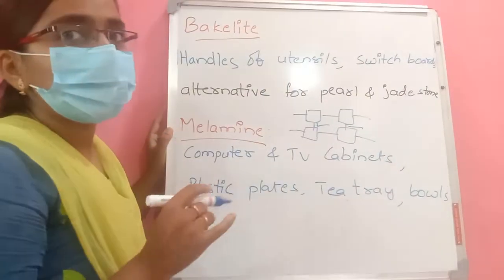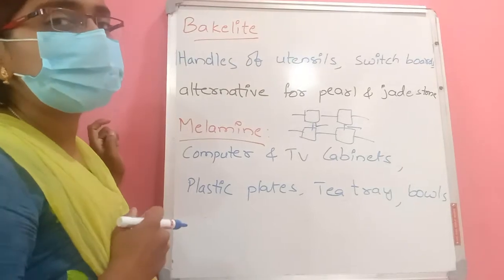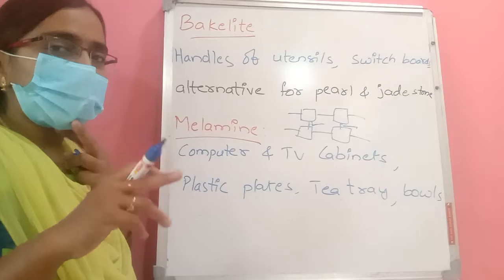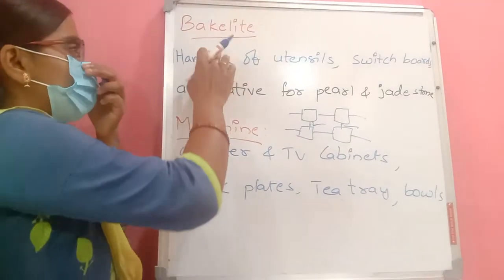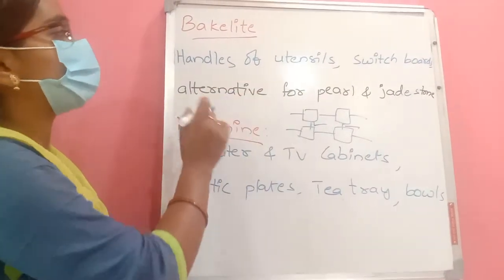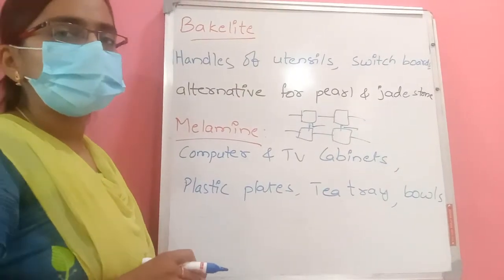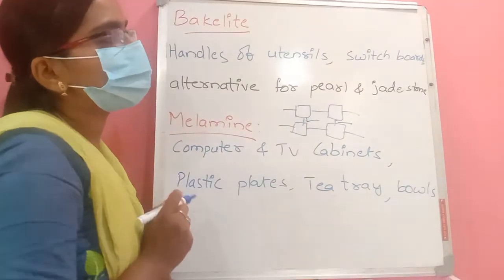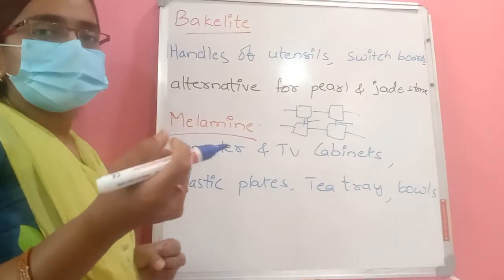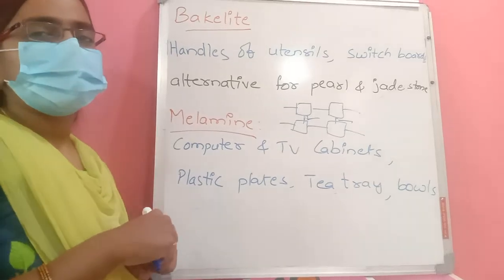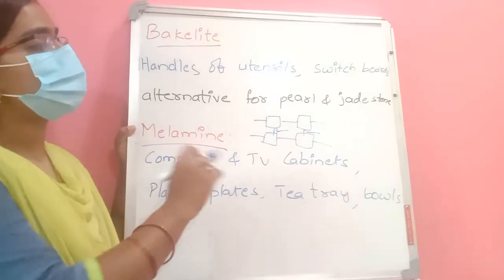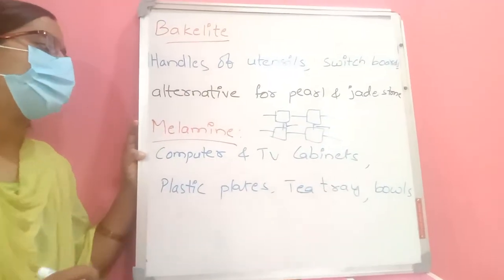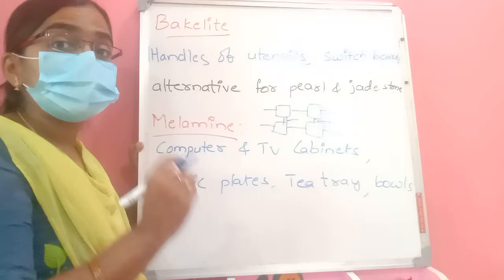And switchboards: we have switches, and if electricity is passing through the switch, it would melt if it were thermoplastic, but it should not melt. That's why we should use thermosetting plastic for switchboards. Handles of utensils and switchboards are made with bakelite. And this bakelite is also an alternative for pearls and jade stones, which we use in rings depending on our horoscope.